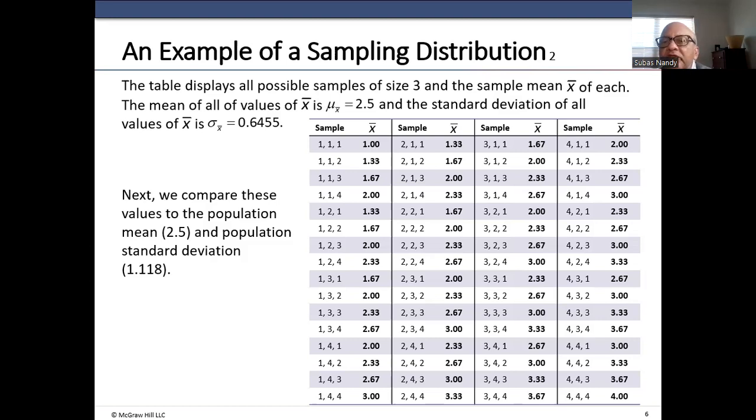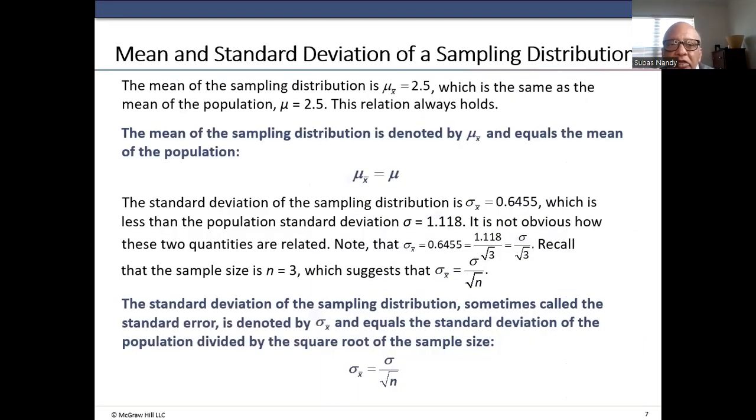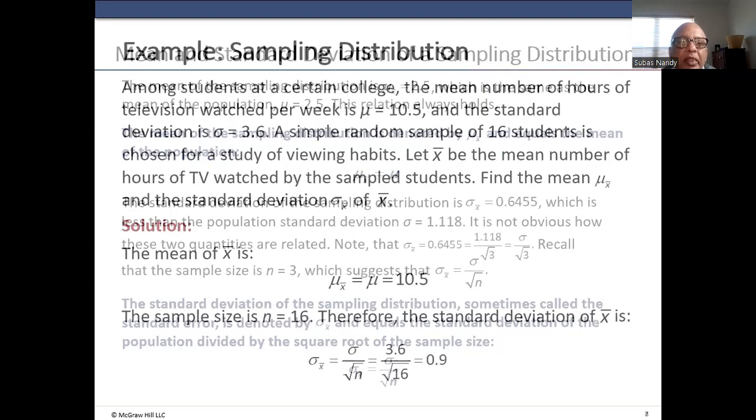But how is the standard deviation of the sample means related to the standard deviation of the population? So this is what we find out. The mean of the sampling distribution, I'm reading the blue lines, is denoted by mu X bar and equals the mean of the population. Mu X bar equals mu. The standard deviation of the sampling distribution, sometimes called the standard error, is denoted by sigma X bar and equals the standard deviation of the population divided by the square root of the sample size. So sigma X bar is equal to sigma divided by square root of n.